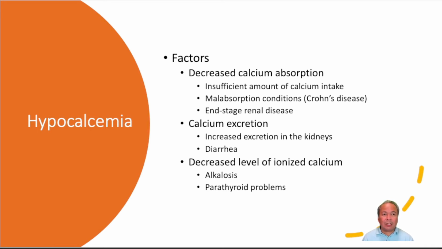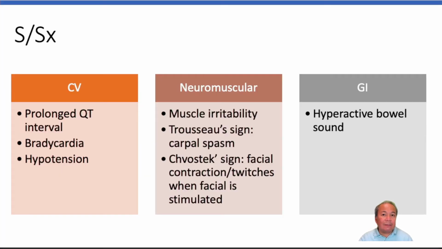In terms of increased calcium excretion, we will see that in the kidneys, of course, right? And of course, diarrhea, GI related. And then in terms of decreased level of ionized calcium, we're going to be seeing that secondary to the parathyroid hormone problems, and at the same time, alkalosis. So, what are the signs and symptoms that you're going to see when you have patients that have hypocalcemia?